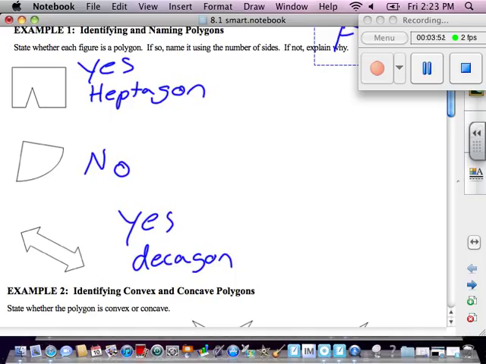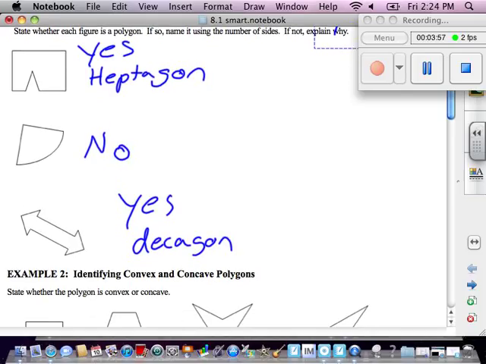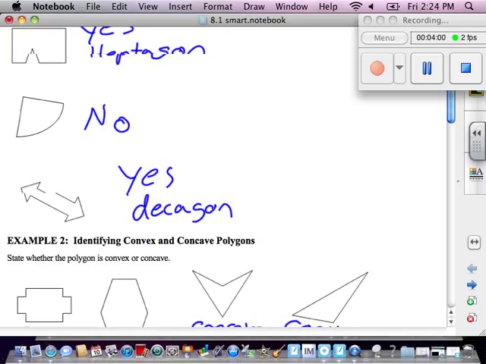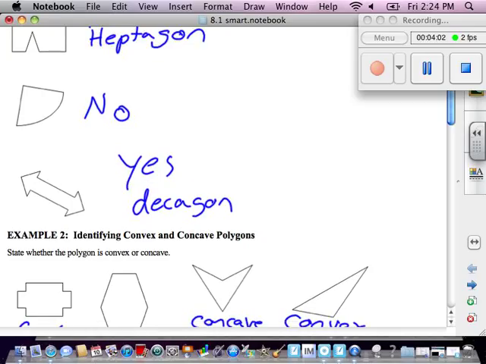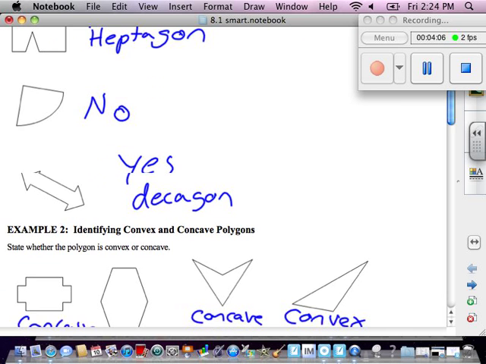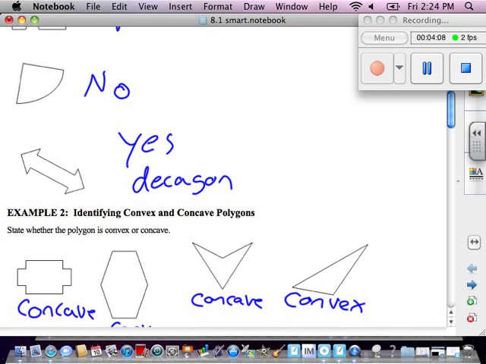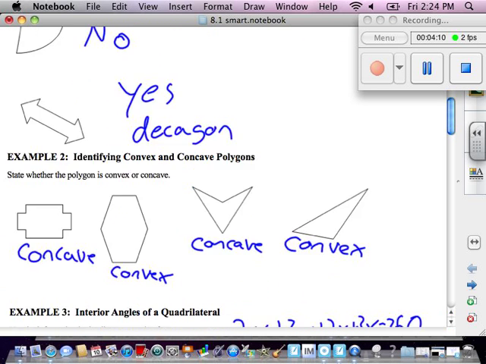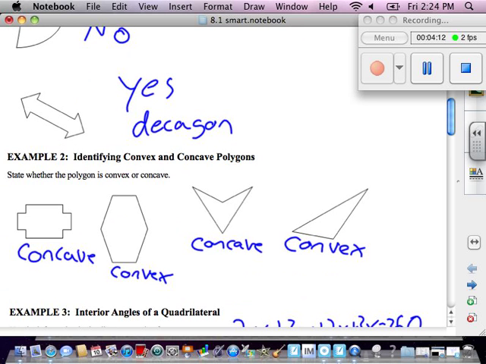Okay. Is A concave or convex? Concave. What about B? Convex, because nothing's caved in. C is? Concave. And D is? Convex. Yes. Do we get it? Yeah. Okay.